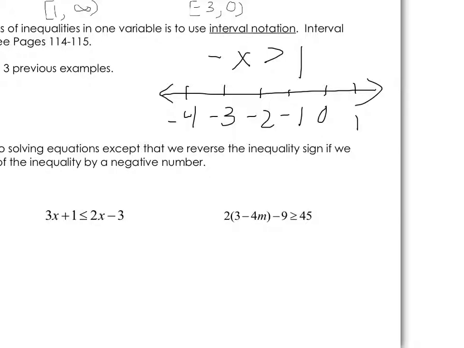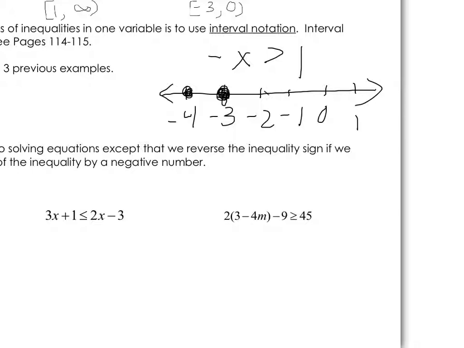Now, this is negative x is greater than 1. The opposite of x is greater than 1. So what if x is negative 4? The opposite of negative 4 is a positive 4. So does that work? Yeah, that works. Negative 3, does that work? Is the opposite of negative 3 greater than 1? The opposite of negative 3 is positive 3, and that is greater than 1.